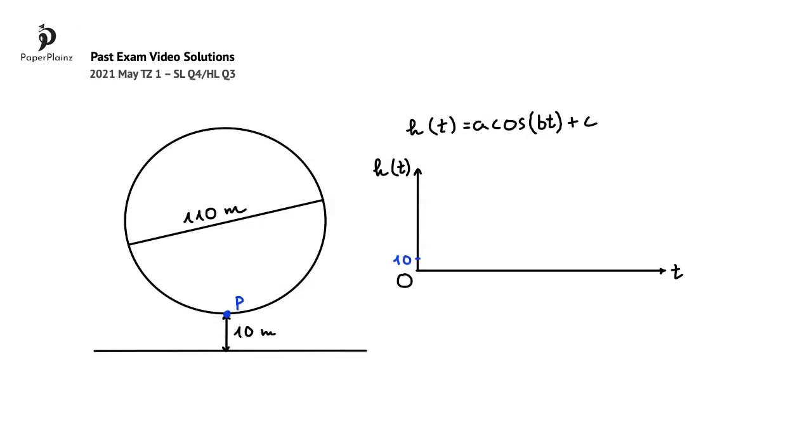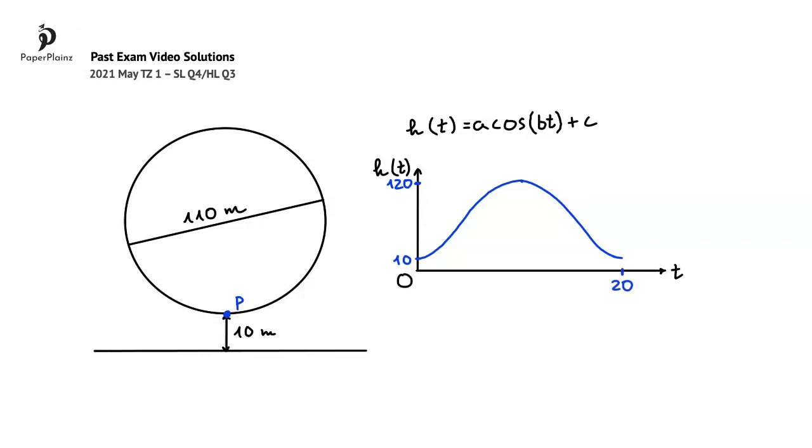The graph is a cosine graph, so it looks like a wave, and one period of the graph can be drawn like this. We are given that the diameter of the wheel is 110 meters, so when P is at its highest point, it is 110 plus 10 meters, so 120 meters above the ground. Therefore, at the maximum point of our graph, h(t) is 120. We are also told that it takes the wheel 20 minutes to complete one full revolution. This means that after one period of the graph, so here, t is 20 minutes.